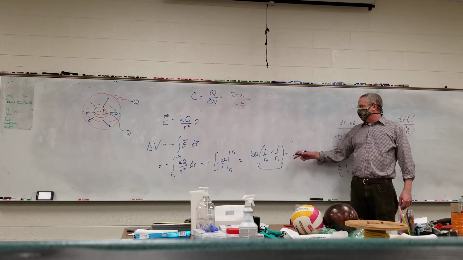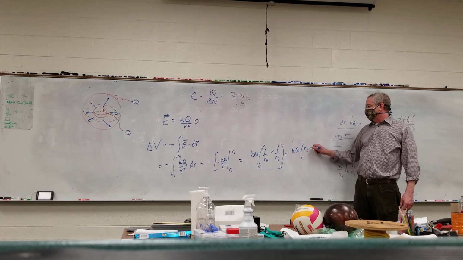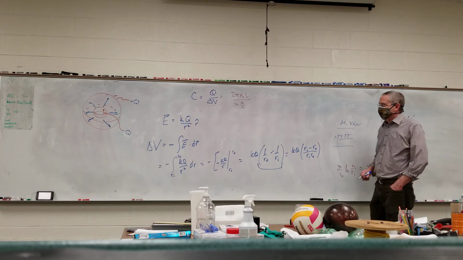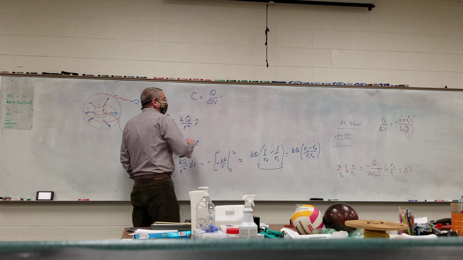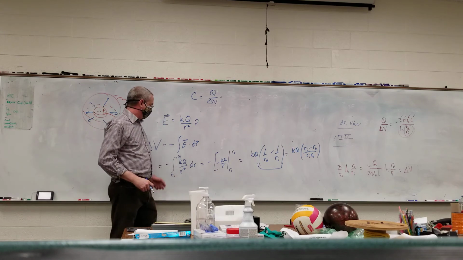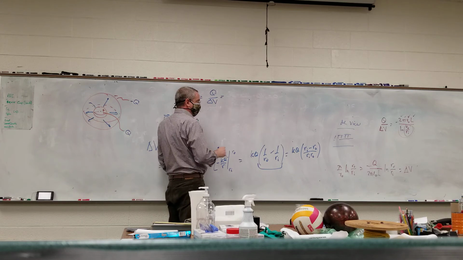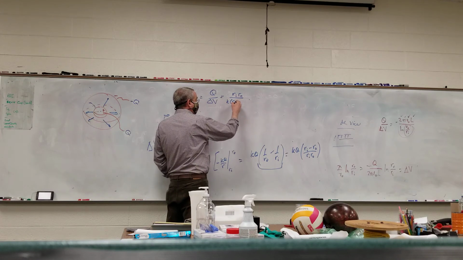Let's get it in terms of a single fraction. So I have KQ times R inner minus R outer divided by the common denominator, R inner, R outer. So that's my potential. Back to here, I went Q divided by that. Well, there's my Q right there, and that's equal to delta V. So this would be R inner, R outer over K times R inner minus R outer.